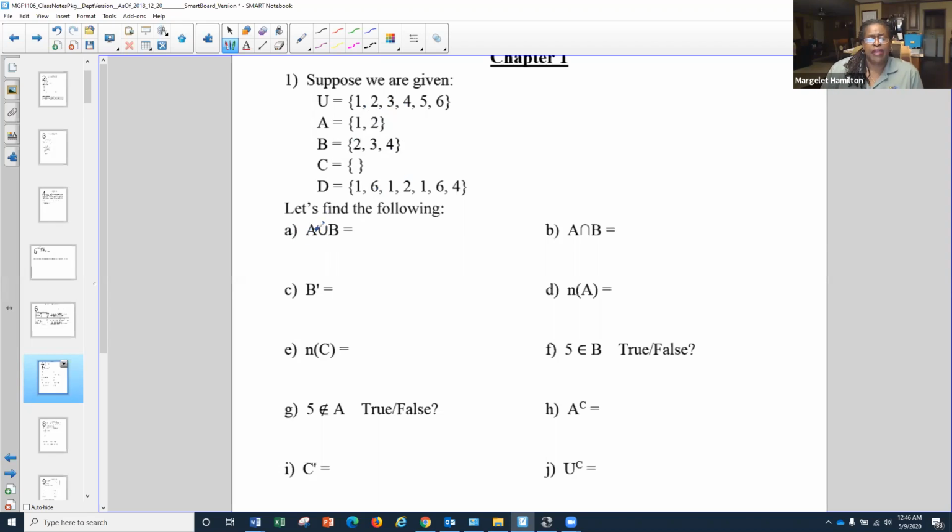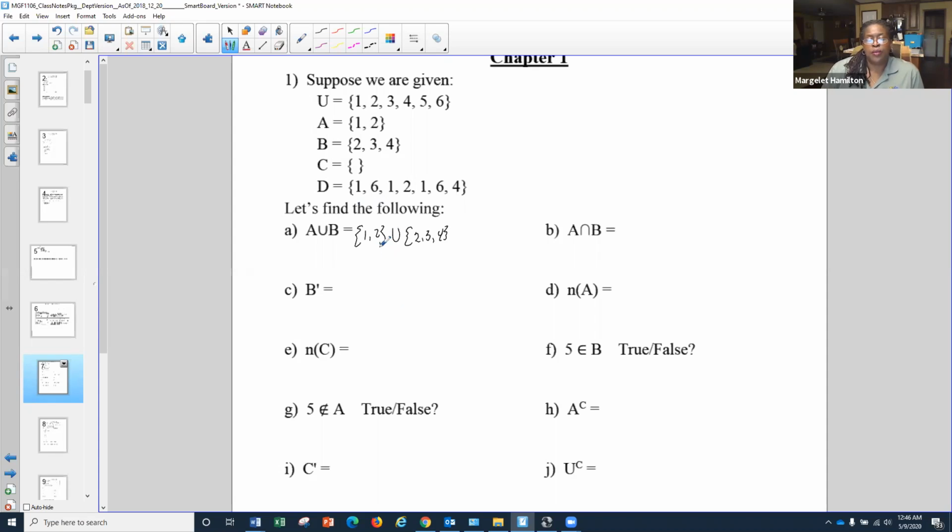So we have A, write out what's in A. So here we have the set. A contains 1 and 2. They want us to union it with B. So in set B, we have 2, 3, and 4.